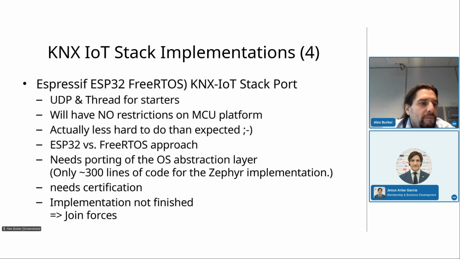Which brings us to the solution we are building. We are going to use ESP32 on FreeRTOS, and the port is also not so complicated. I started to do it and it's not finished, but we're getting there, and I hope over the next weeks we will finish that port.